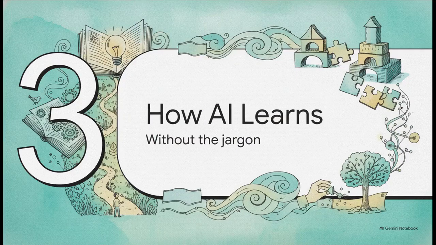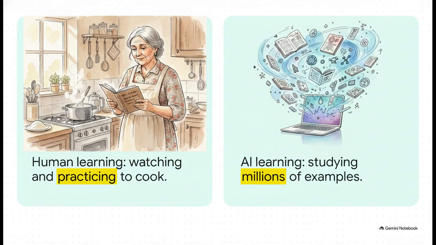Section 3. How AI actually learns. And this brilliantly illustrates a great point. You might be wondering, if it's just a computer program, how does this digital assistant actually get so smart? Well, think about human learning for a second.